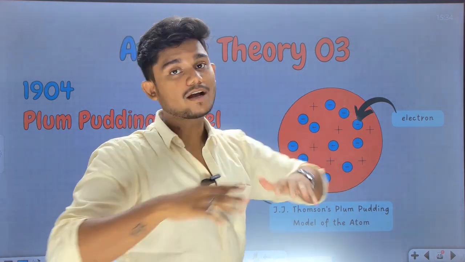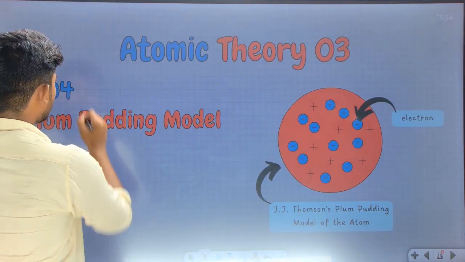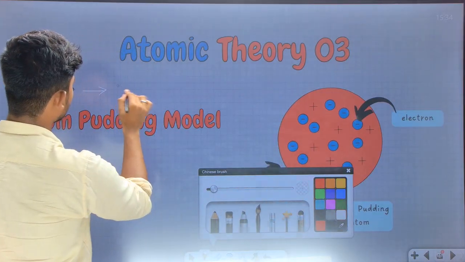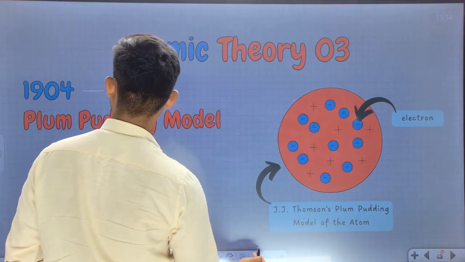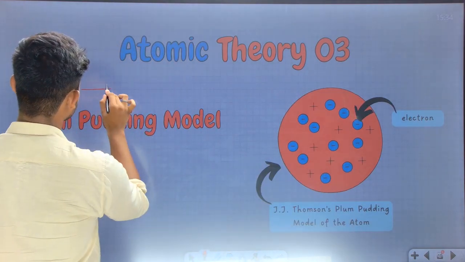Atomic models. We are back onto the stage of atomic models, and here the first atomic model was proposed by Sir J.J. Thomson. So, coming to J.J. Thomson's atomic model.